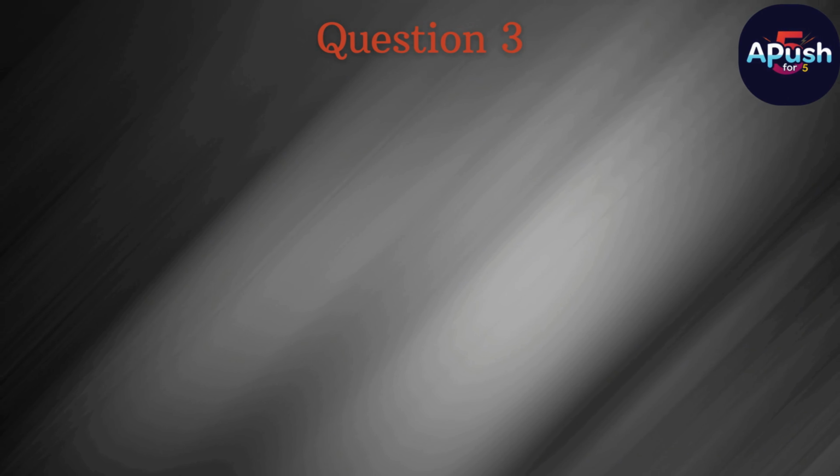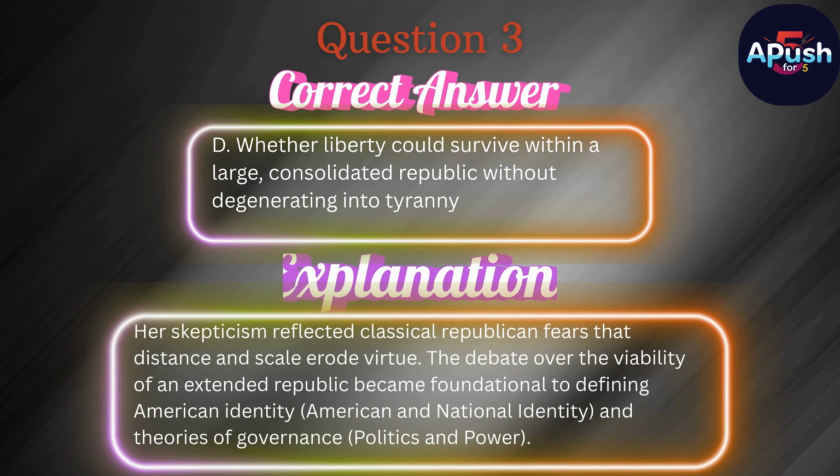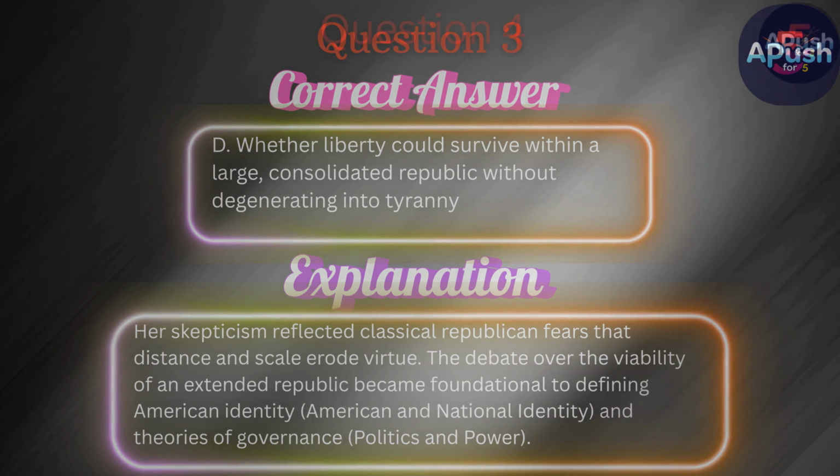The correct answer is D. Whether liberty could survive within a large, consolidated republic without degenerating into tyranny. Her skepticism reflected classical Republican fears that distance and scale erode virtue. The debate over the viability of an extended republic became foundational to defining American and national identity, and theories of governance, politics, and power.